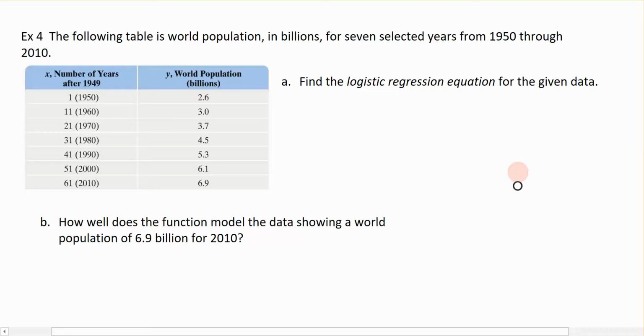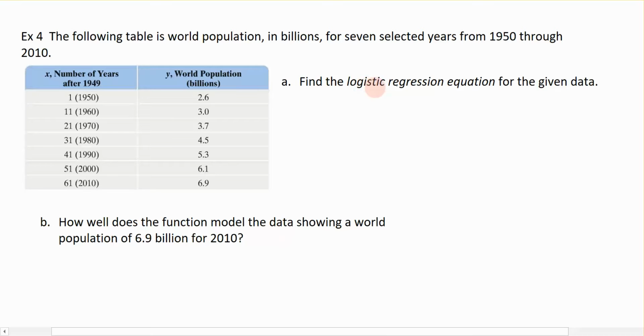Now the last problem that we're going to look at in this chapter has to do with a regression problem again, only this time we're going to talk about a logistic regression equation. It's kind of a special type of equation in that you can't just continuously have exponential growth for certain things. Like if we wanted to talk about the population, for example, there is going to be a point where we are not going to continue to grow anymore.